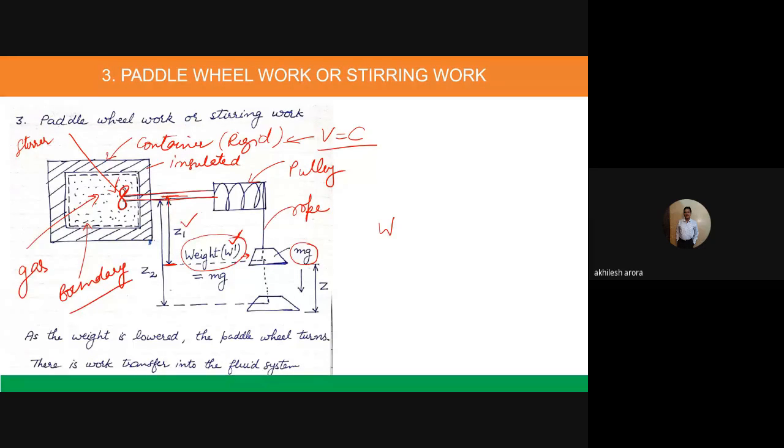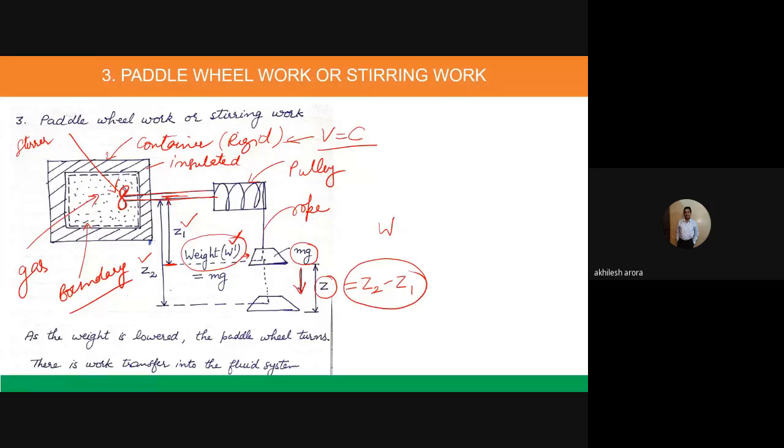Now we are lowering this weight. This weight is moving downwards, and the final position is z2. So we say that it has been lowered by a value z, which is equal to z2 minus z1. So the weight is lowered by a displacement or height equal to z.